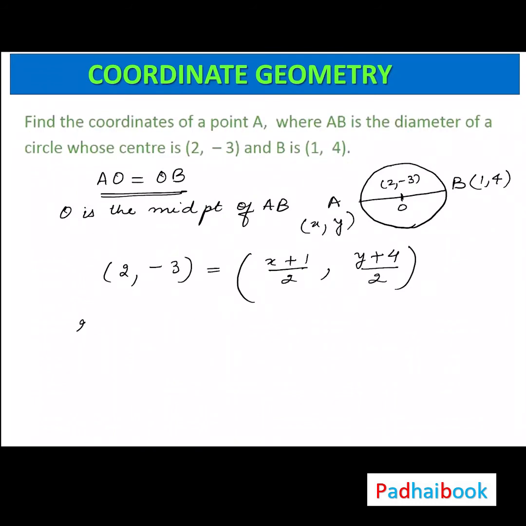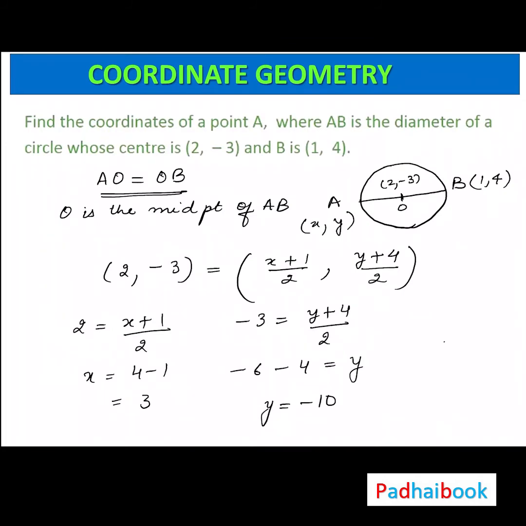So 2 is equal to (x plus 1) by 2. Comparing the x coordinate, and then we'll compare the y coordinate. So x is equal to 4 minus 1, which is 3. And similarly, -3 is equal to (y plus 4) by 2. So -6 minus 4 is equal to y. So y is equal to -10. So the coordinates of the point A will be (3, -10). I hope this question is clear to all.